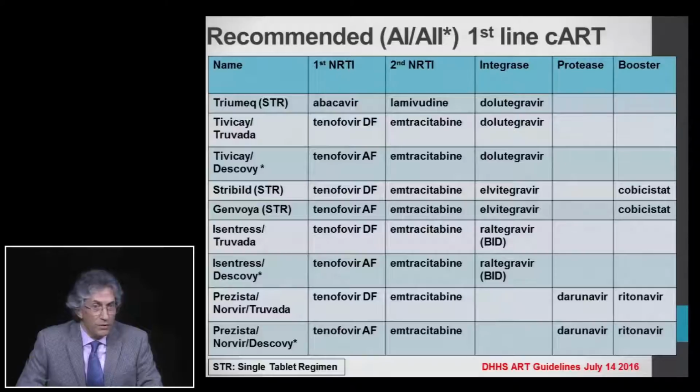Genvoya and Stribild are very similar. If you look across the line, the only difference is which version of tenofovir is in it. Stribild was the first of these quad pills with the original tenofovir DF. Genvoya is the newer version with tenofovir alafenamide or TAF. Otherwise, they're the same. These drugs are very effective. They are fast-acting. They are safe in someone with HLA-B5701.